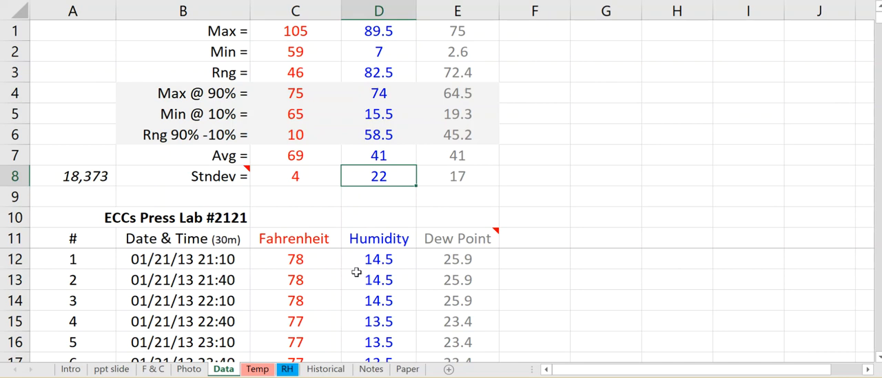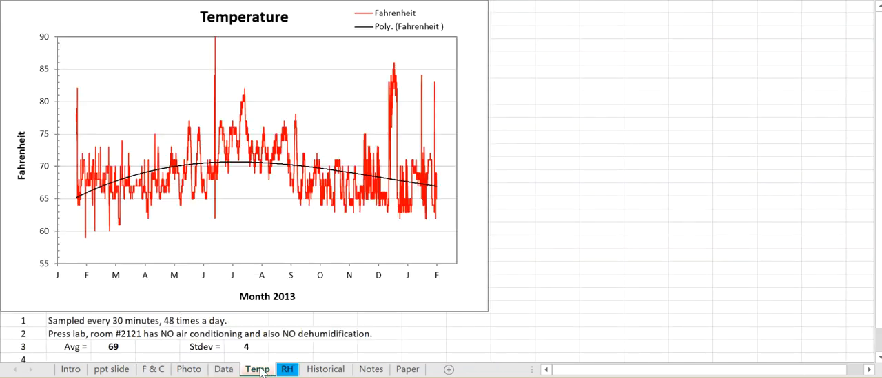So from this data, we can plot it. And here's my plot of temperature. So here on the x-axis on the horizontal bottom is the month of the year for 2013. The vertical column to the left, the y-axis here, is temperature in Fahrenheit. And you can see the data fluctuates.